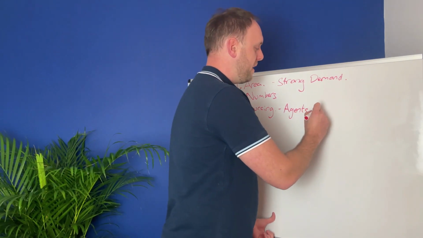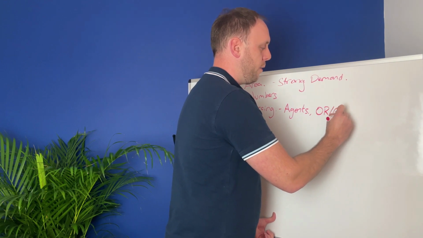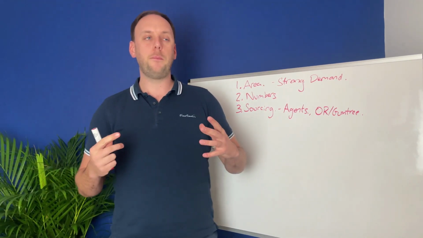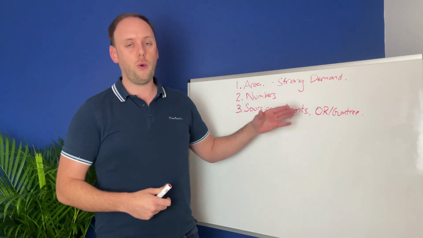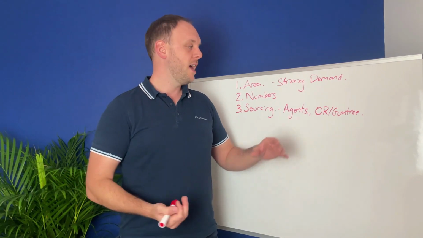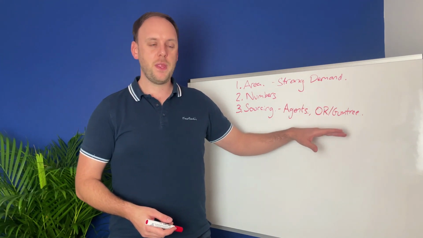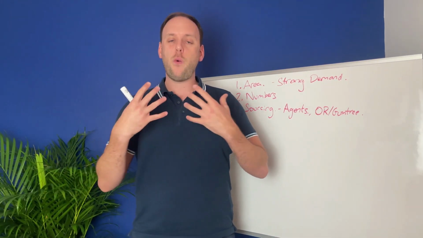We also combine this with strategies like Open Rent or Gumtree. If you don't know what they are, these are listing sites where private landlords tend to advertise their own properties themselves, rather than employing agents to do it for them. So by finding these listings and contacting these landlords, that gives us an opportunity to speak directly to the owner of the property.